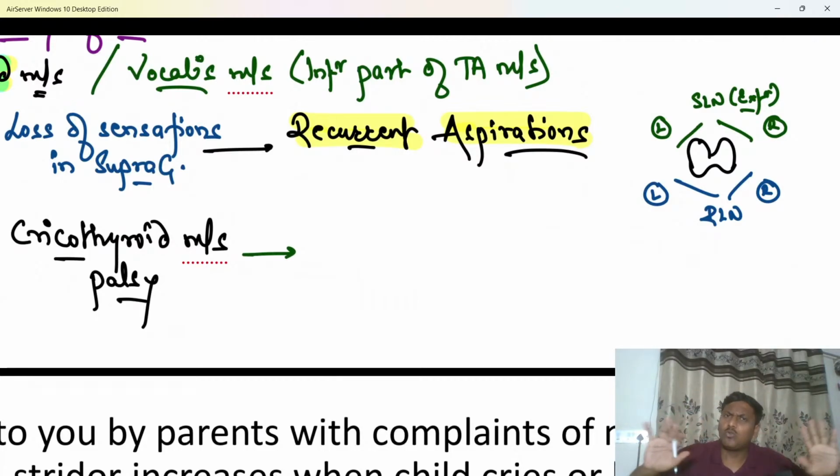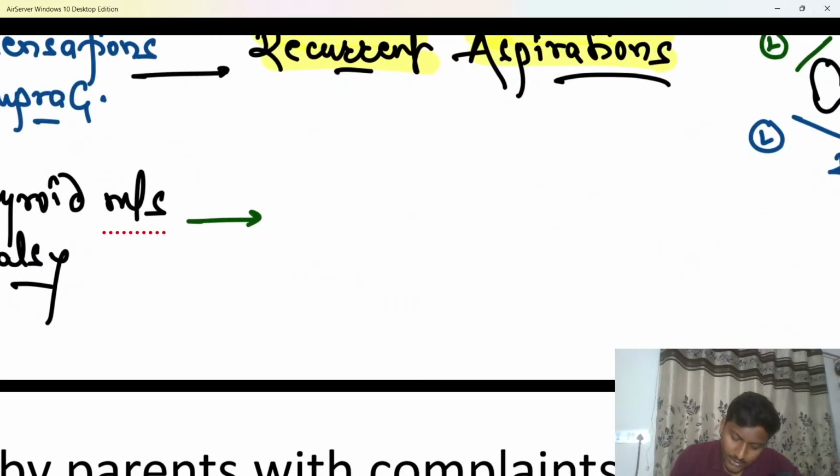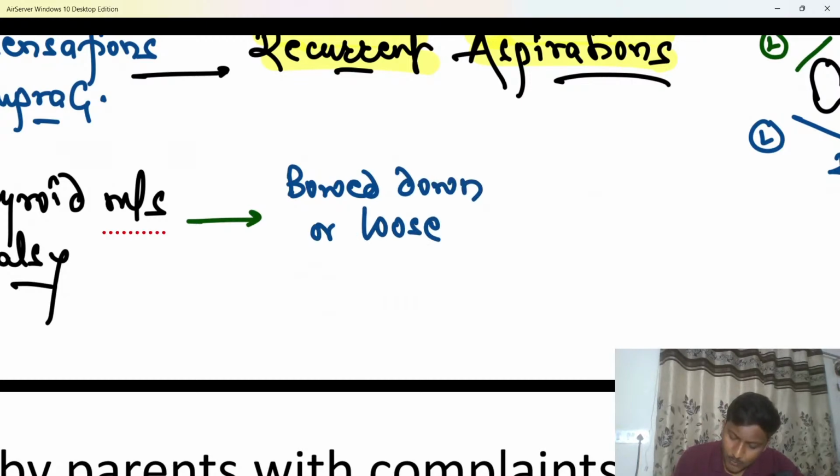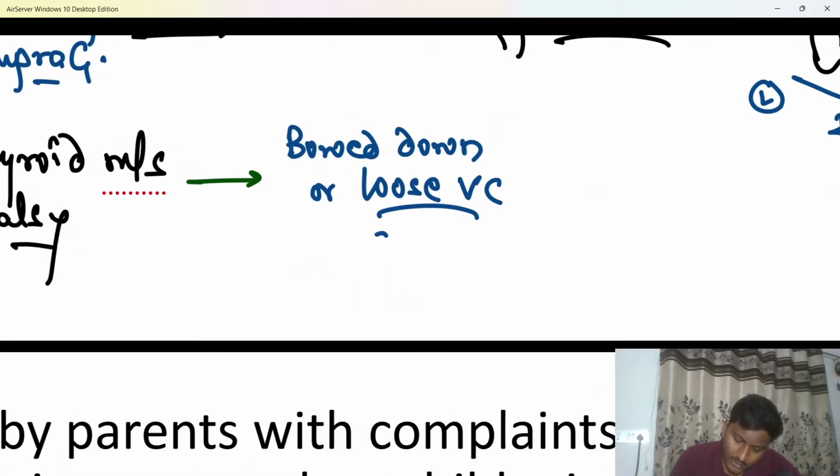Will the vocal cords be stretched out now? No, the vocal cords will not stay stretched out. And if vocal cords are not stretched out, they will become loose, okay? And when these vocal cords become loose, beta, they are called bowed down or loose vocal cords. So these vocal cords will become something like this, bowed down, right? They will be bowed down or loose vocal cords.